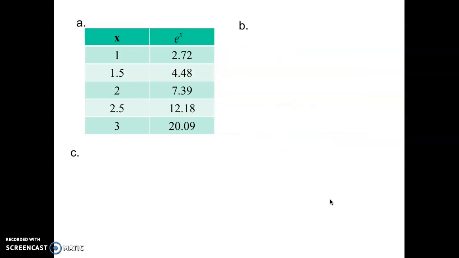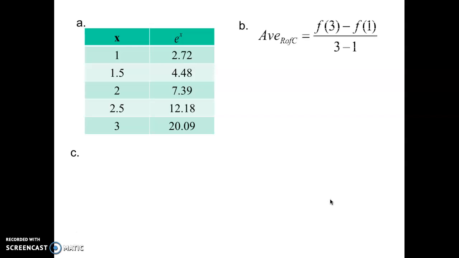All right, so the first thing we're going to do is make a table of values. Now we can do this on our calculator or we can do this on Mathematica. This is an input-output table. x is the input from 1 to 3 going up by 0.5, and the output is e to the x rounded to 2 decimal places.